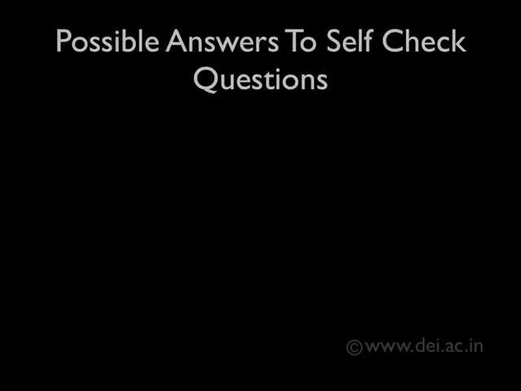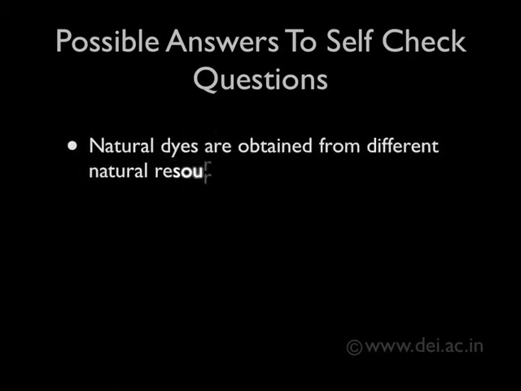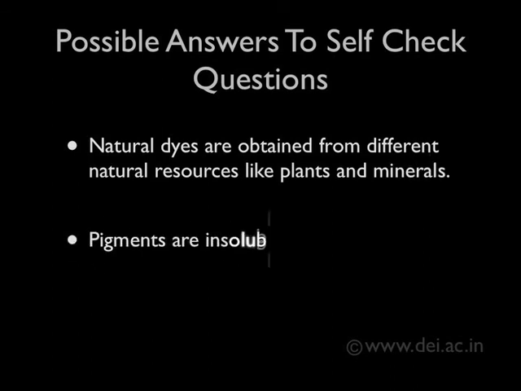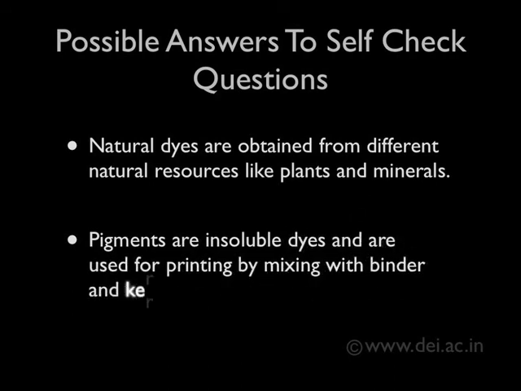Let me tell you the answers for the two questions I had asked you about natural dyes and what are pigments. The first answer was: natural dyes are obtained from different natural sources. This we had also studied in unit 1, so it was not difficult at all for you people. The second question was what are pigments? Here the answer was: pigments are insoluble dyes and are used for printing by mixing with binder.